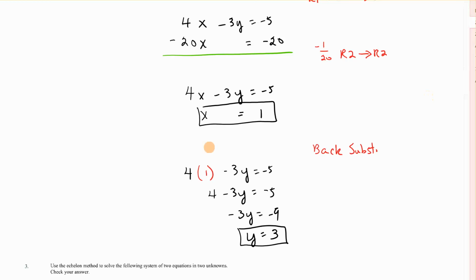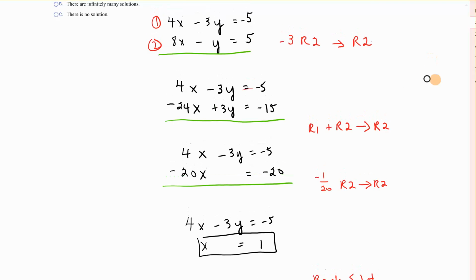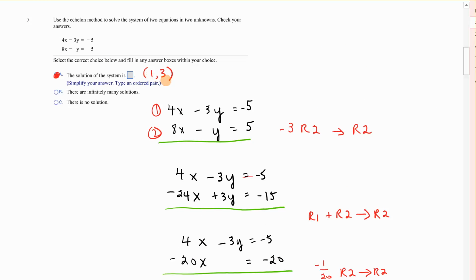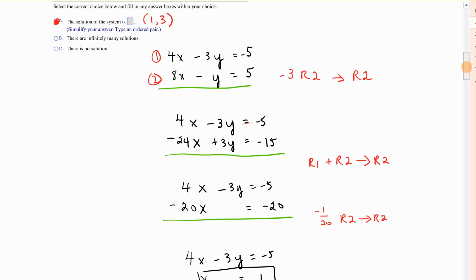Again, we back substitute into this equation. So 4 times 1 minus 3y is negative 5. Solve that small linear equation down and you get y equals 3. And we have the point, if I go back up here, (1, 3), and this is how you'll put it in your box. It says type in order to pair, so be sure you do that.